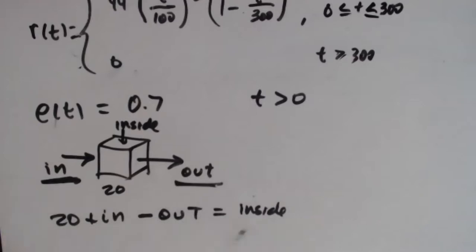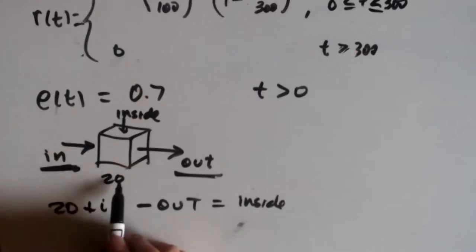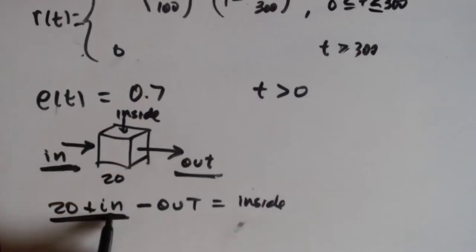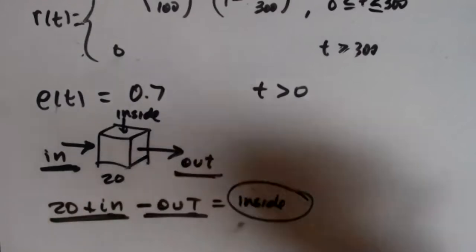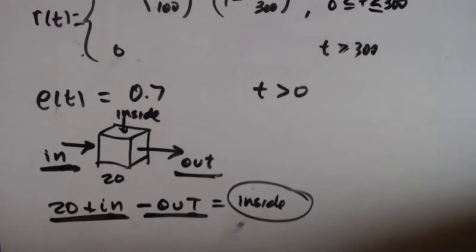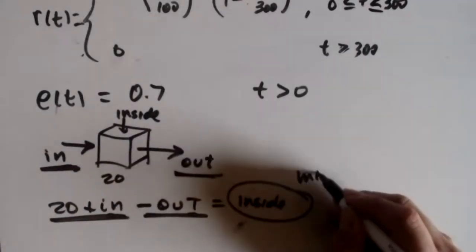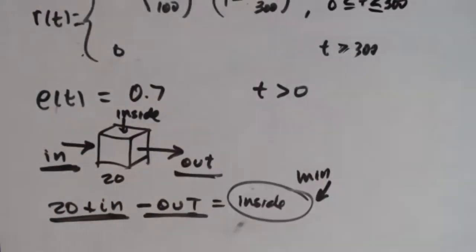So everybody understands this reasoning? You have 20. You add these people, and then you remove these people. This is the total number of people in the line, right? Okay, you need to find the maximum of this. So how do you find that?